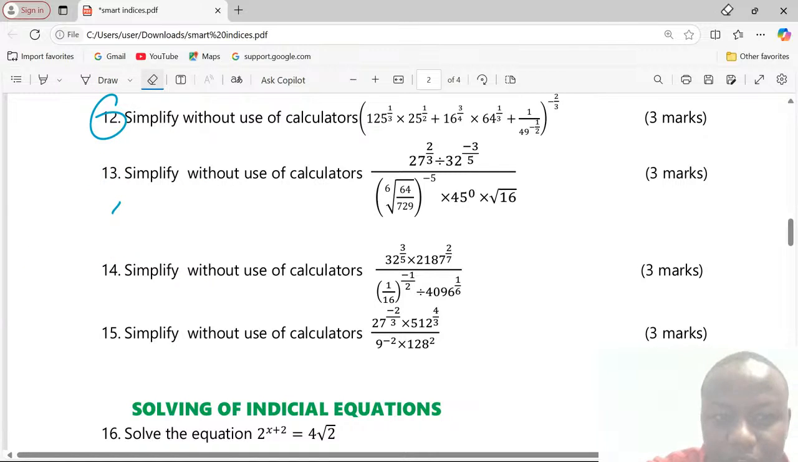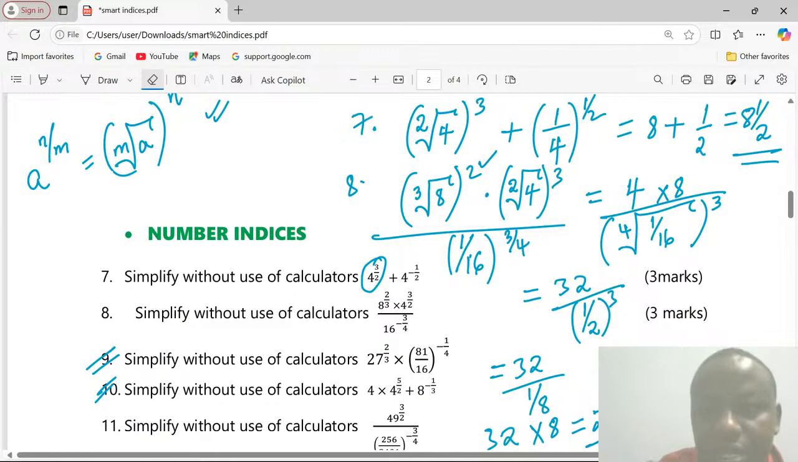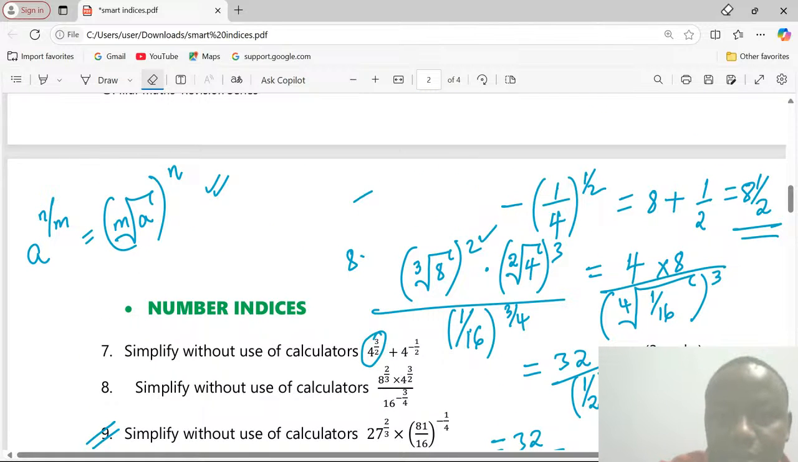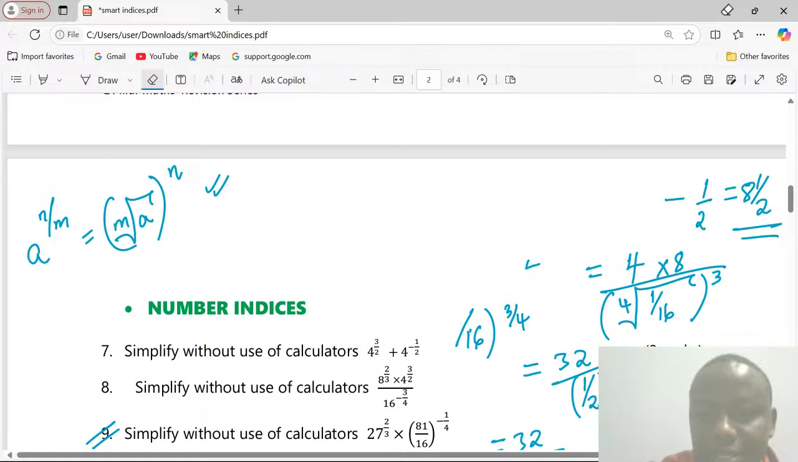Let me go to number 12, a very interesting item. Yeah, number 12. Let me clear the space up here so that I may also use the same space to handle the problem that we are having.